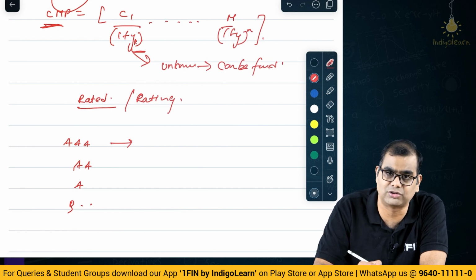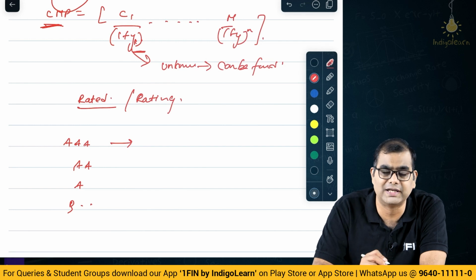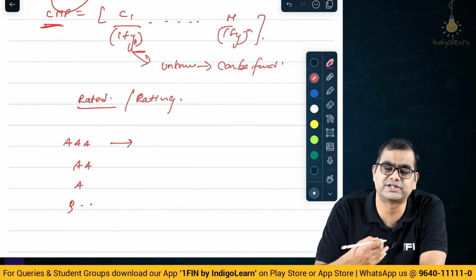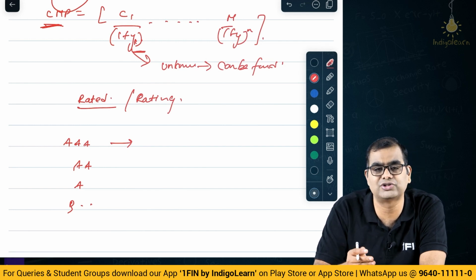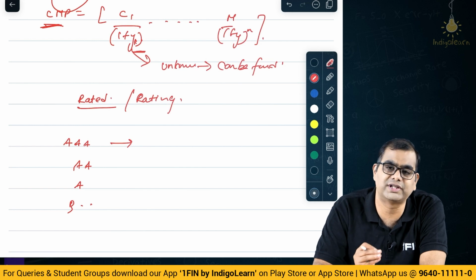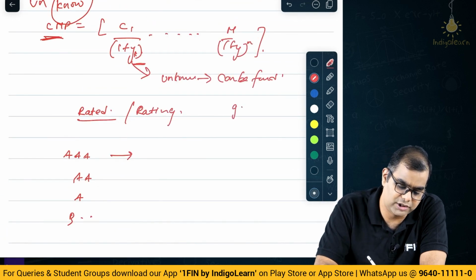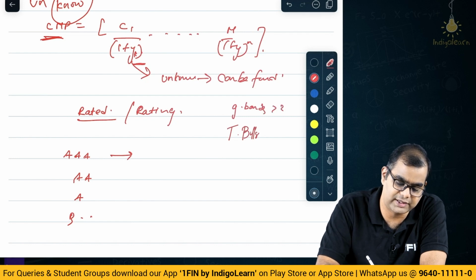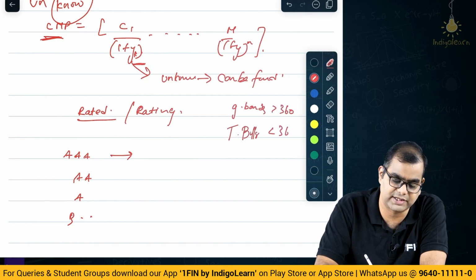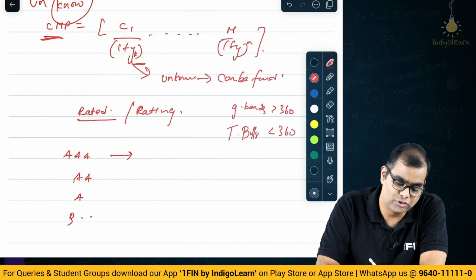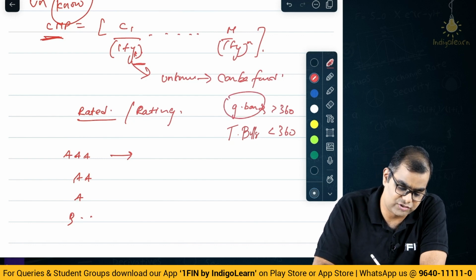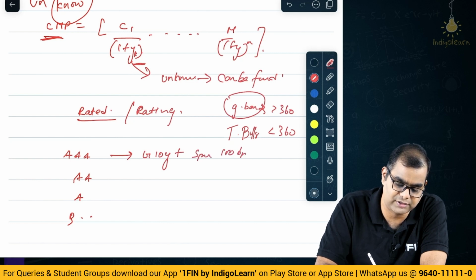equivalent to government securities. So Government of India has also bonds. Government of India issues 5-year securities, 10-year securities, 15-year securities, and they issue something called T-bills, which have maturity less than 360 days. So you have government bonds, which are greater than 360 days, and T-bills, which are less than 360 days maturity. Okay, so you take these as the base. So government 10-year plus a spread of 100 bips.